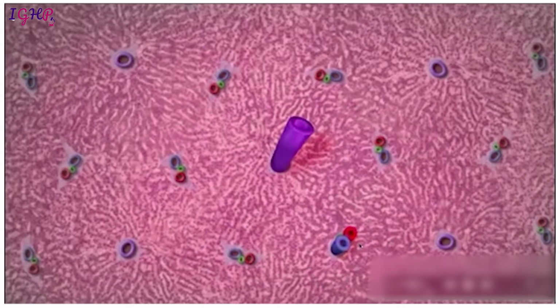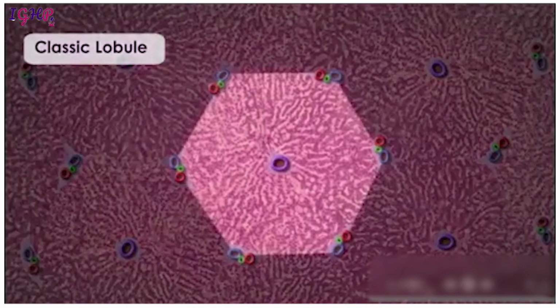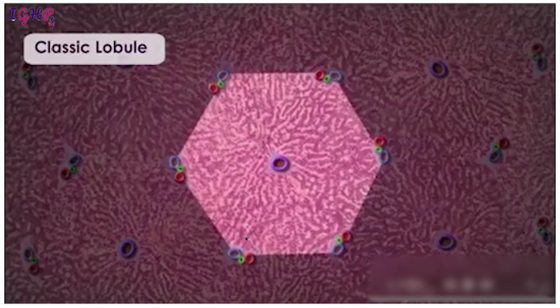And at the periphery we have the triad of three vessels which are the hepatic artery, bile duct and the portal vein. So these three things constitute the portal triad. So that is how the liver histology is going to look. If we draw a line joining all the portal tracts, from one portal tract to the other, we see a hexagon type of structure.